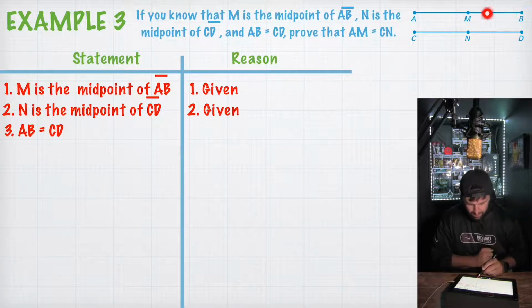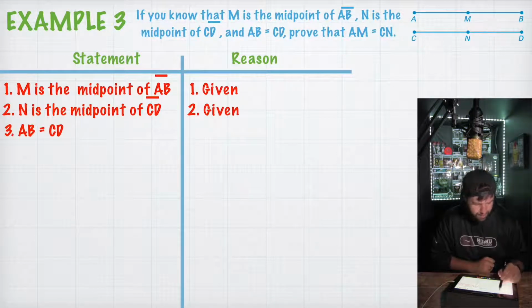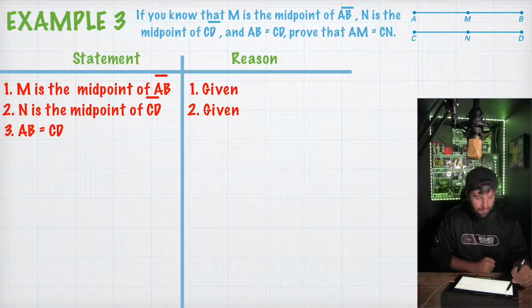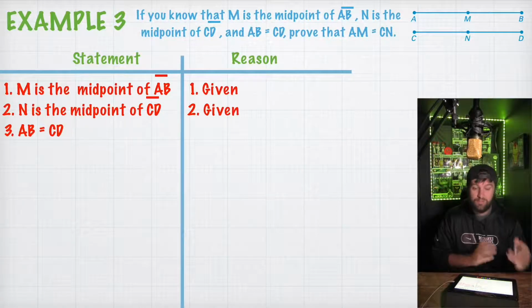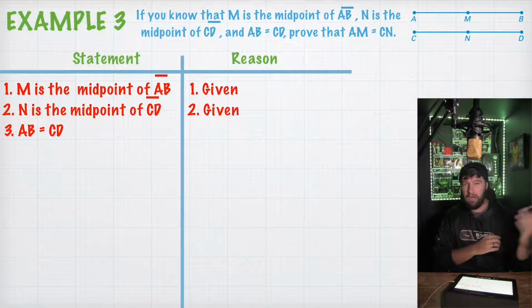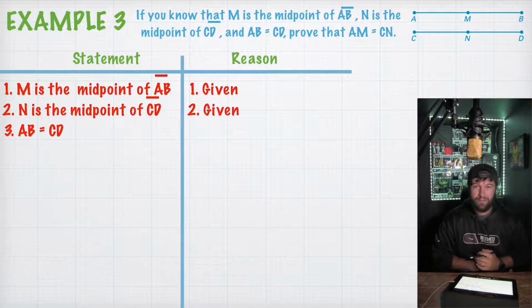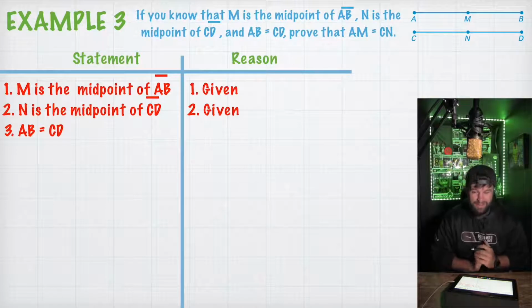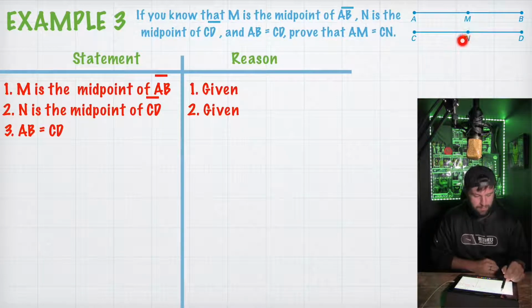So we know that AB, this whole length, equals CD. And we know that M and N are both the midpoints. So that means those two segments are cut perfectly in half. You're probably just thinking, they're equal because they're cut perfectly in half and the whole lengths are the same, so their half lengths will be the same. I wish it was that short, but it is not. The first thing we're going to do is state what it means for M to be the midpoint and what it means for N to be the midpoint.